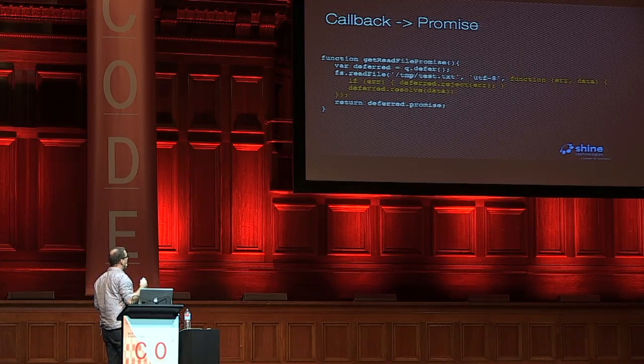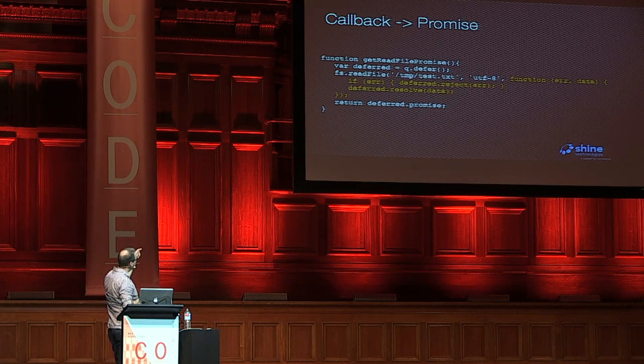So here we need to get the deferred object. In the fs.readFile callback function, if the callback had an error, then we call deferred.reject with that error in order to reject the promise, and we call deferred.resolve if it is successful, and we pass the data in.